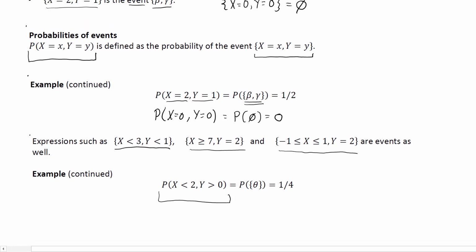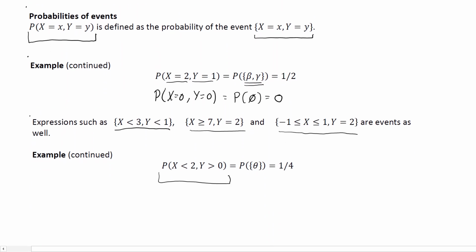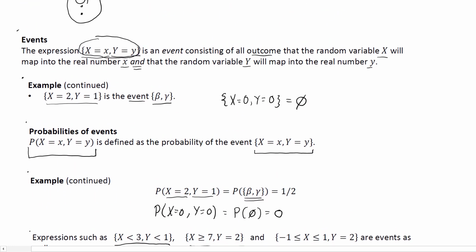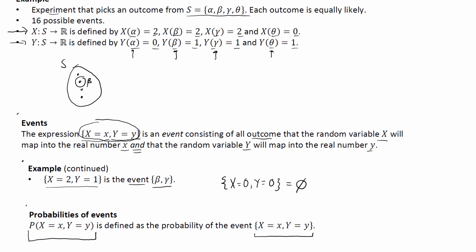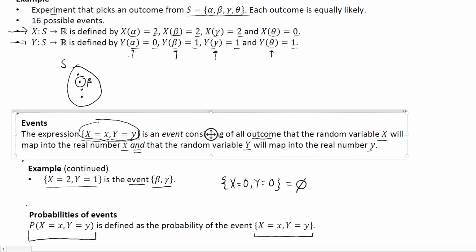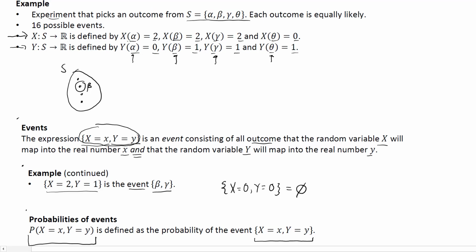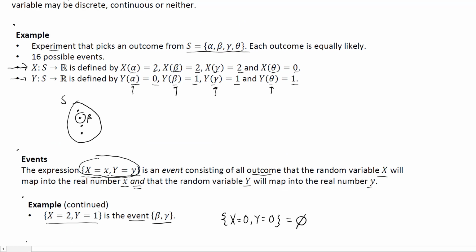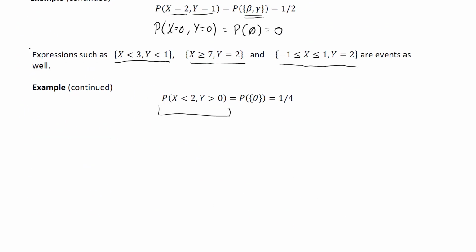Well, all we have to do is again just go through all of the possible outcomes and see which ones satisfy this condition. So we want x to be less than 2 and y to be greater than 0. Alpha does not satisfy this. It's enough to check the x random variable, the same with beta, the same with gamma. However, for theta, x will map that into a number less than 2 and y will map it into a number greater than 0. So theta is in this event, and that's the only one. So that's the same as the probability that the outcome will pick theta. Equally likely, then that's 1 over 4.